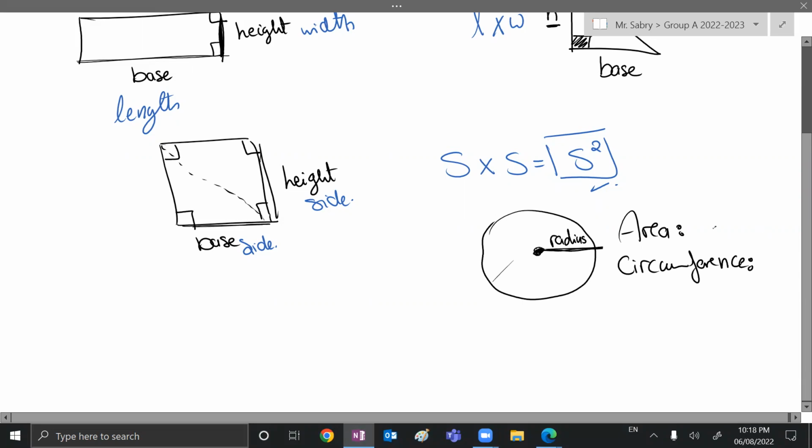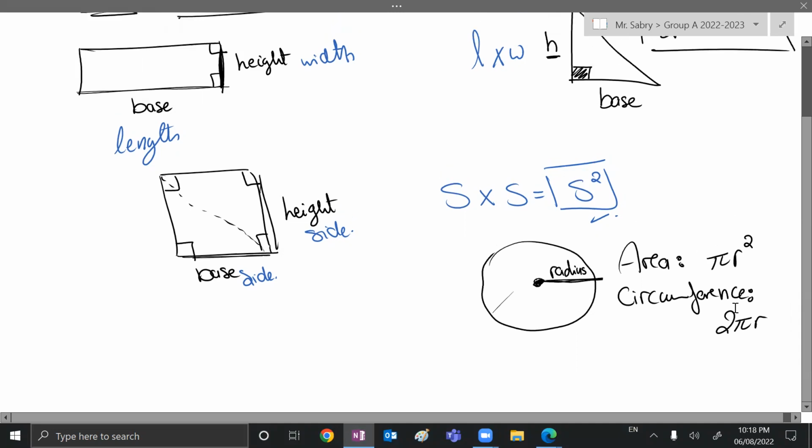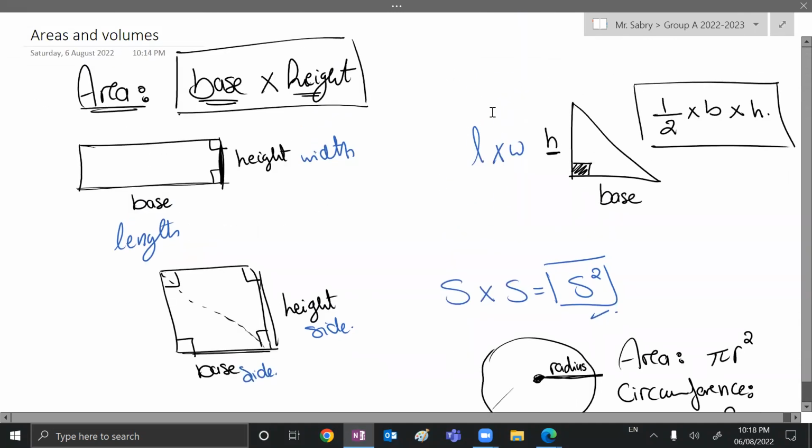So the area is pi times r, which is the radius, to the power of 2, while the circumference is 2 times pi times r. The pi only exists whenever we're talking about a circle. So these must be just memorized. The circle does not apply the base-times-height rules because it doesn't have a base and it doesn't have a height. Makes sense.